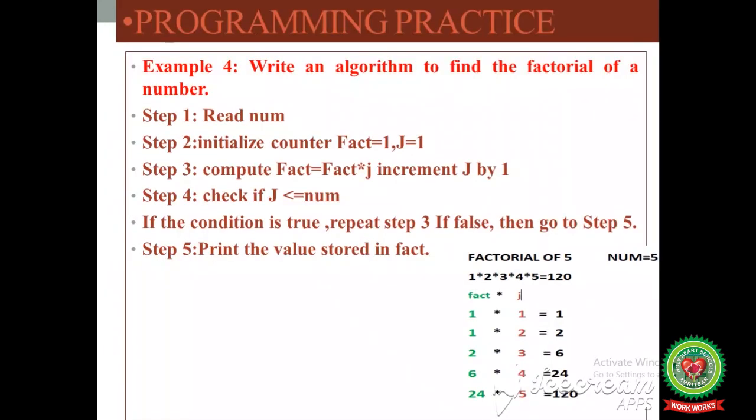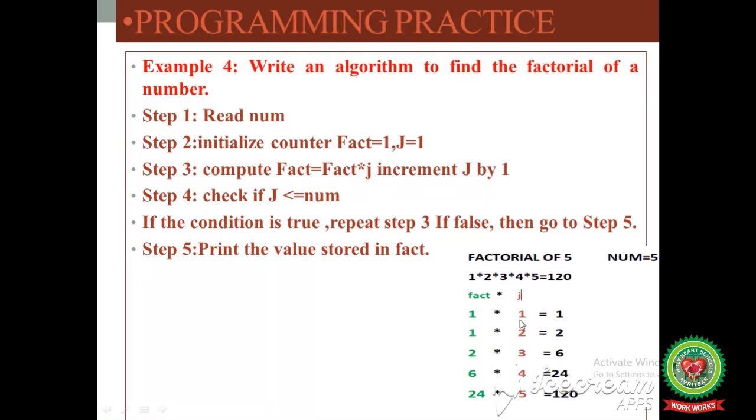Now I am going to explain an algorithm to find the factorial of a number. So step 1 is read num. Here we have an input a number. Suppose I want factorial of 5. So the value of num is 5. Step 2, initialize counter. Initialize counter means starting values. Fact is equal to 1 and j is equal to 1.